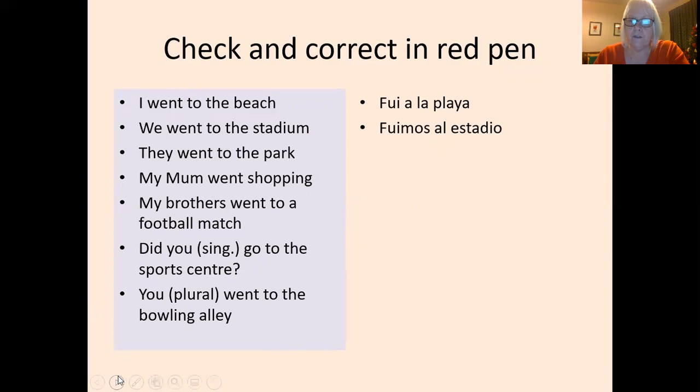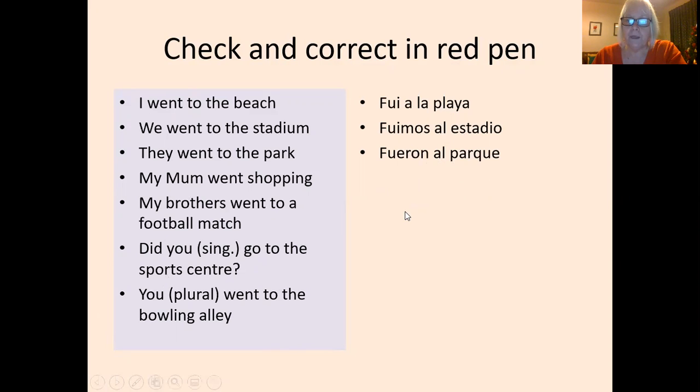Número tres, they went to the park. So we've got they went, so we need the plural version there of they. So they went to the park. Fueron al parque, and again al for al parque.